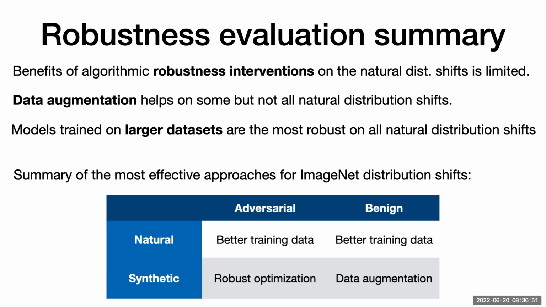There's a question on Zoom. Let's go to Zoom. Thanks, Aditi. Would you expect the problem, where I want to recognize objects taken by different cameras, to look more like synthetic or more like natural perturbations? More like natural perturbations.